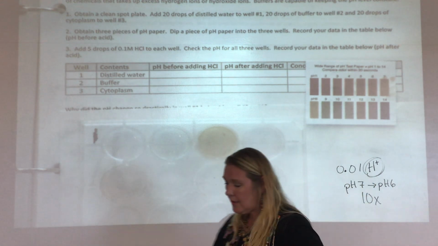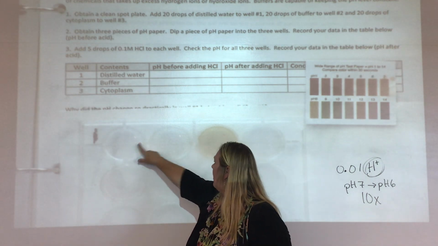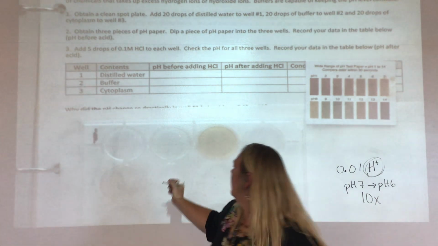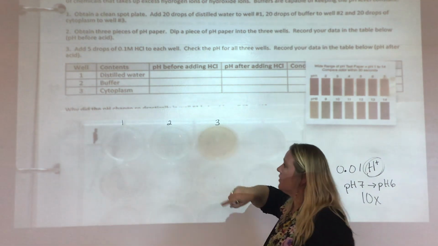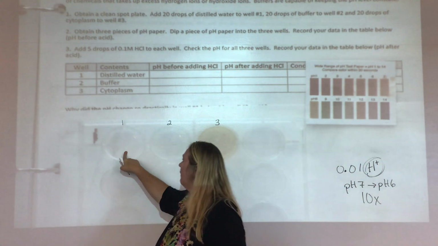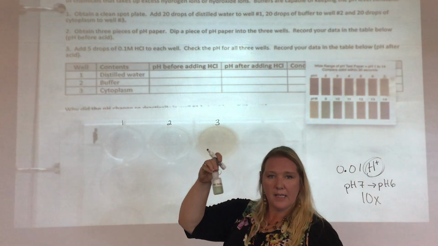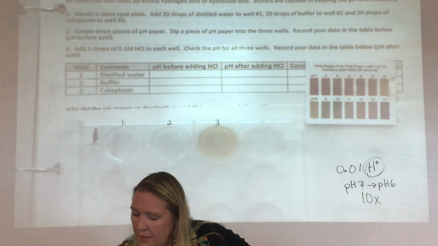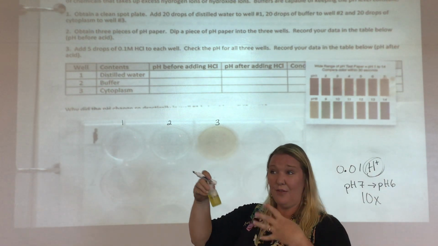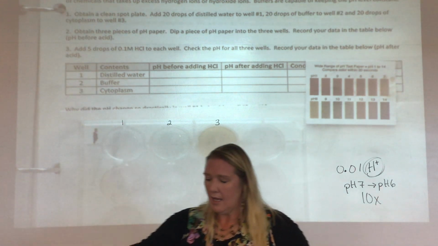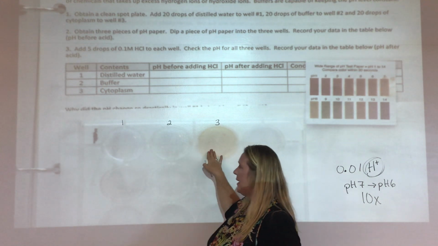So what we're going to do is, I have these 3 wells set up, and there's liquid in them, 1, 2, and 3. The first one has distilled water. The second one has a compound that has some chemicals in it called a buffer. And the third one has some cytoplasm, like you would find inside of a cell, the liquidy part that has enzymes and some other compounds and molecules in it.